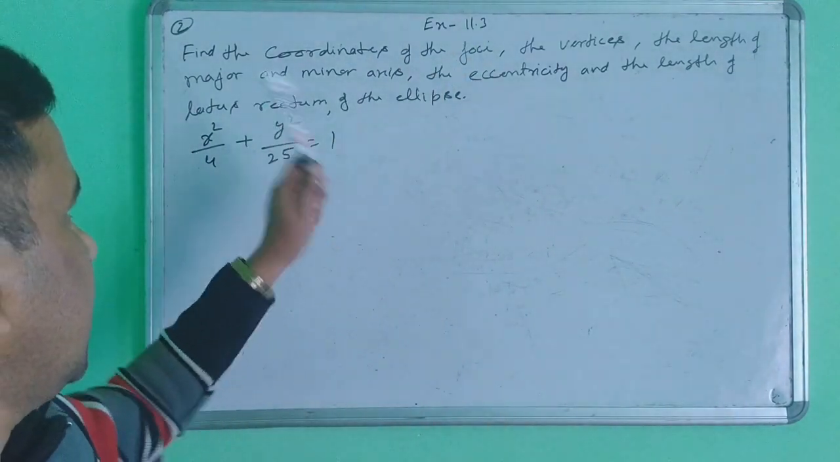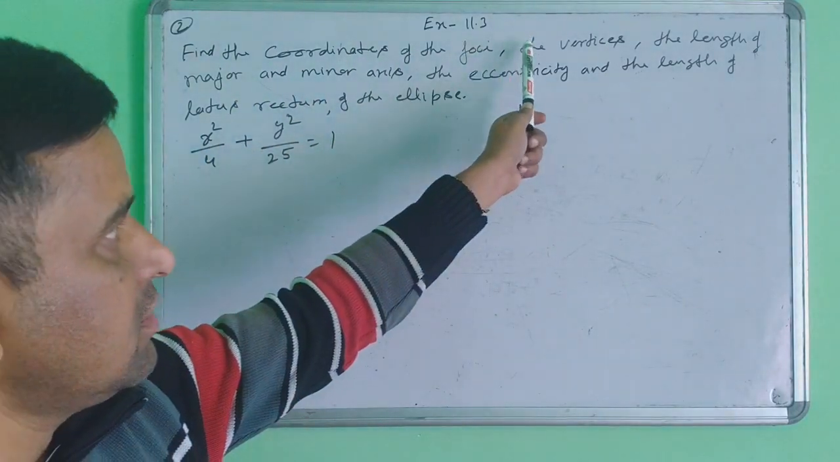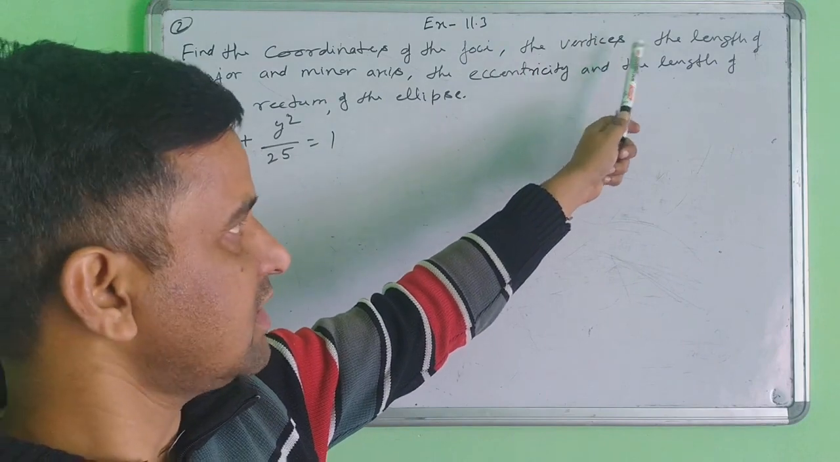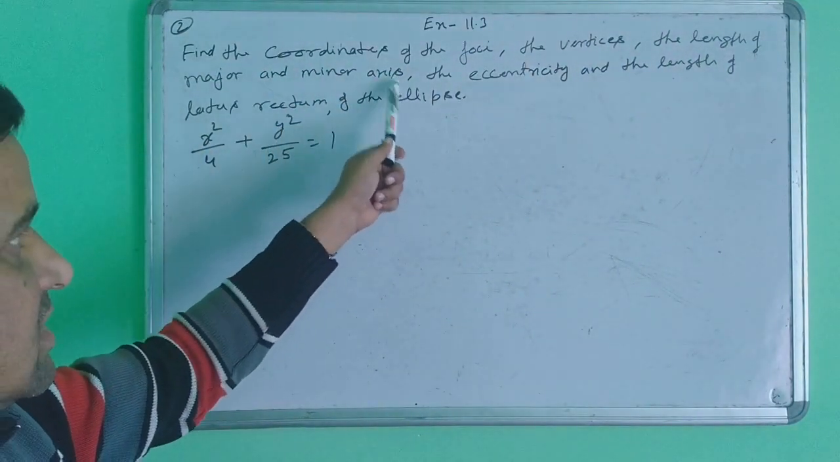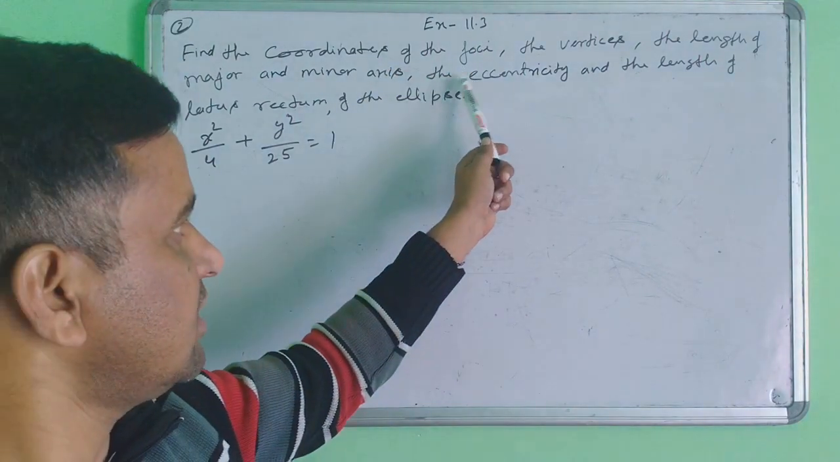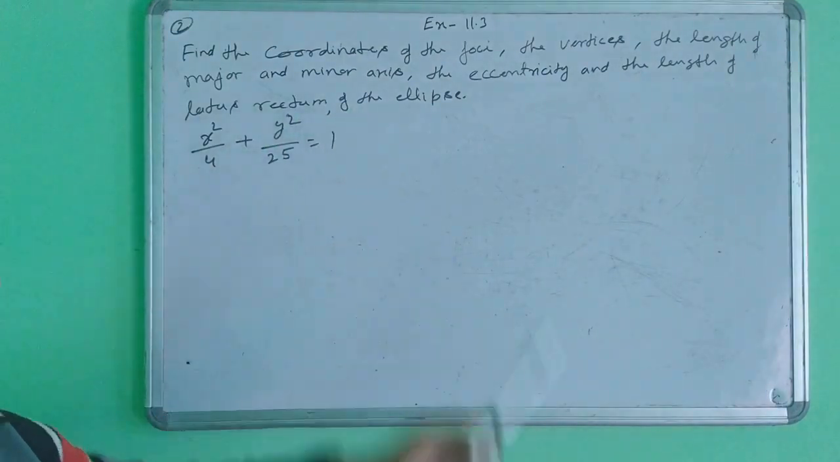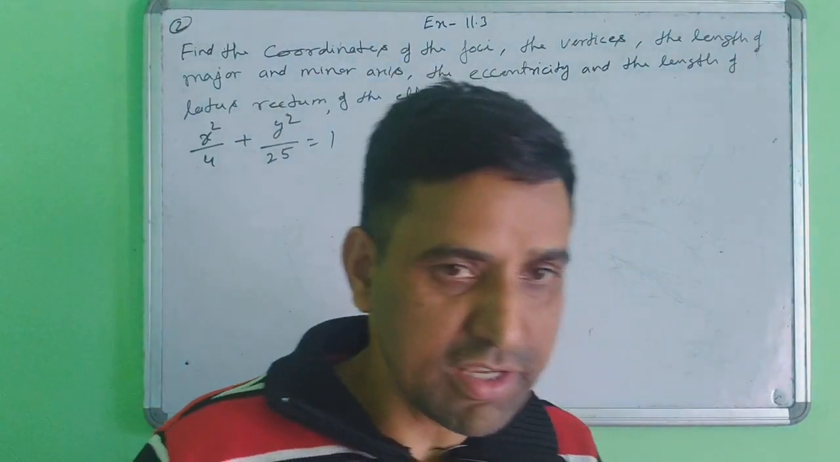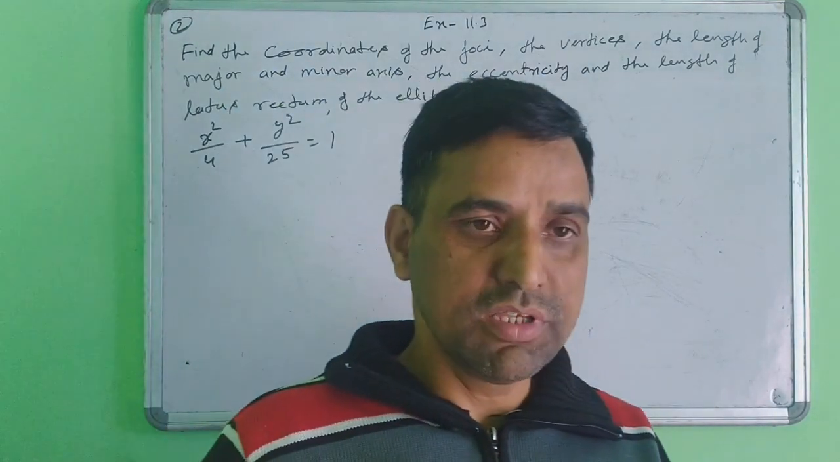In question number two, we have to find the coordinates of the foci, the vertices, the lengths of the major and minor axes, the eccentricity, and the length of the latus rectum of the ellipse. First answer is the vertices, second is the foci, third is the length of the major and minor axis, fourth is the eccentricity, and fifth is the length of the latus rectum. You will find these five answers in these questions. Equations of the ellipse are given.